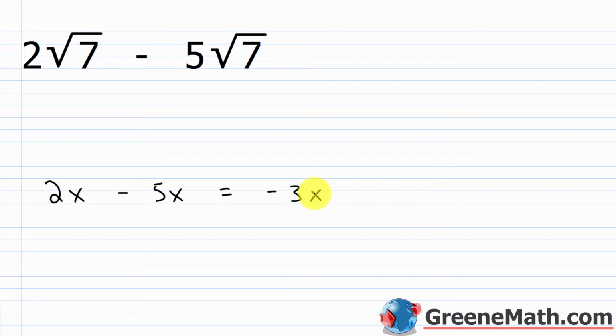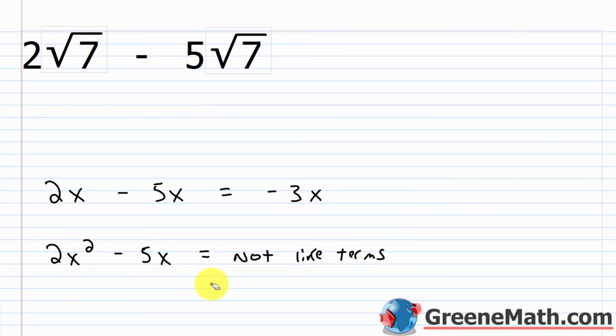Now we had some conditions with this. We couldn't have 2x squared minus 5x and combine those, because those are not like terms, so we can't combine them. But if we had 2x squared minus 5x squared, then we could combine them. It's got to be the same variable, in this case x and x, and it's got to be raised to the same power. This is x squared, this is x squared. So when that occurs, the variable stays the same, and you just work with the coefficients. 2 minus 5 is negative 3.